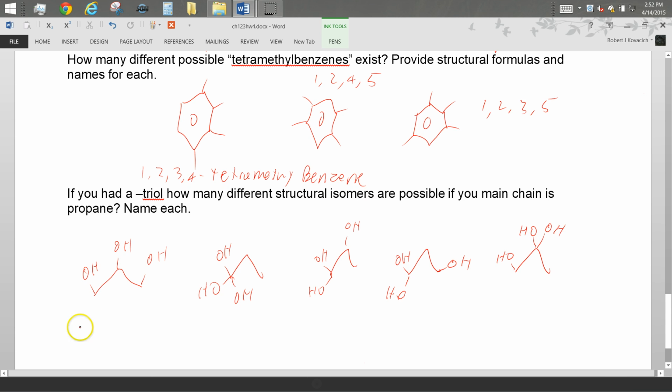So it could be 1, 2, 3 propane triol, or it could be 1, 1, 1, or it could be 1, 1, 2, it could be 1, 1, 3, or it could be 1, 2, 2. Do you see why this kind of thing could drive an organic chemist crazy? I just want one, and I have 5.